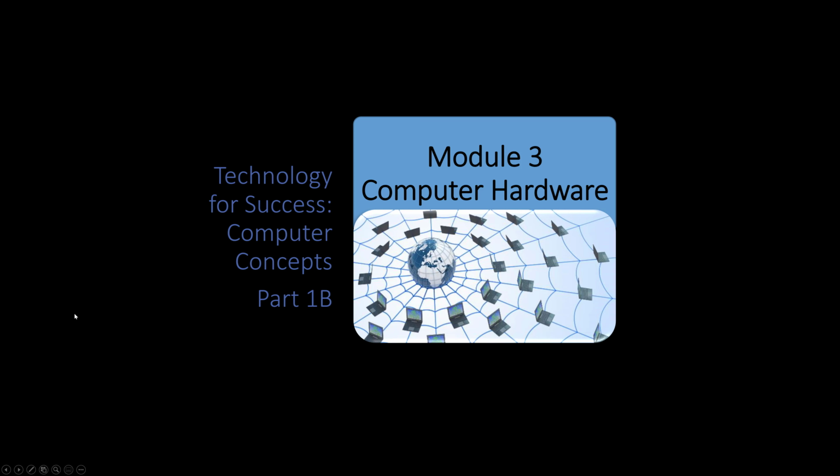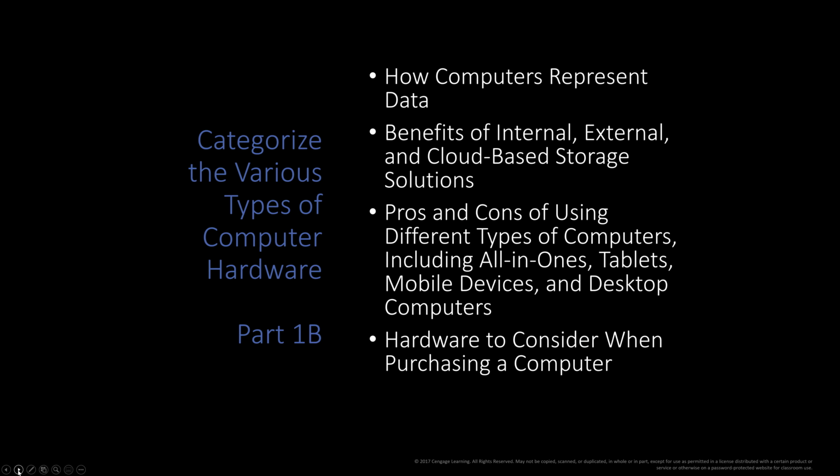So, folks, that's the end of Part 1A. In Part 1B, we will discuss the following topics: how computers represent data, benefits of internal and external storage, getting more into storage, pros and cons of different types of computers, and then what we need to consider when we're purchasing a computer. Folks, most people who purchase a computer for their own personal use tend to spend about 30 to 35% more than they'll ever use within the computer.